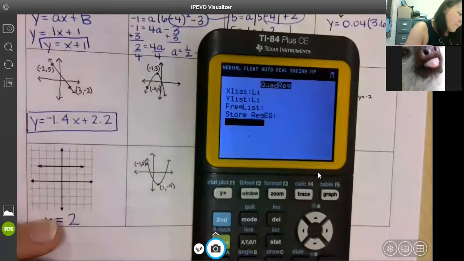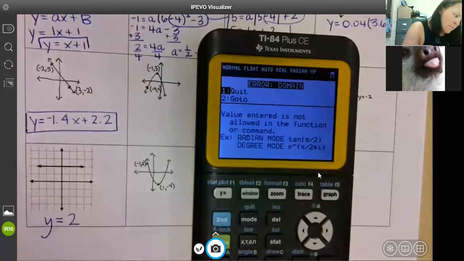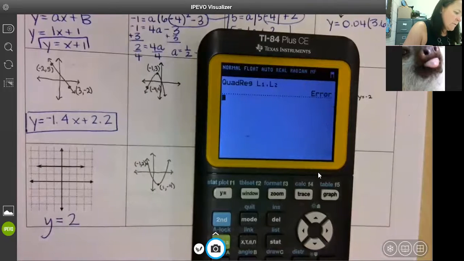So would f(x) be like a replacement for y? Yeah, you can do f of x, and that's fine. I don't know why these are not working in the calculator.